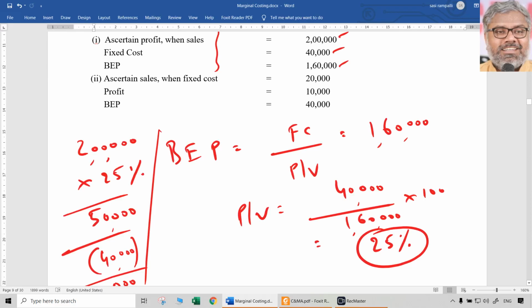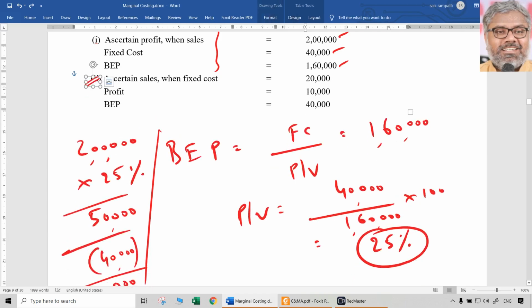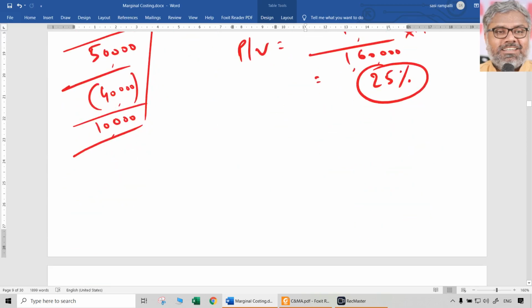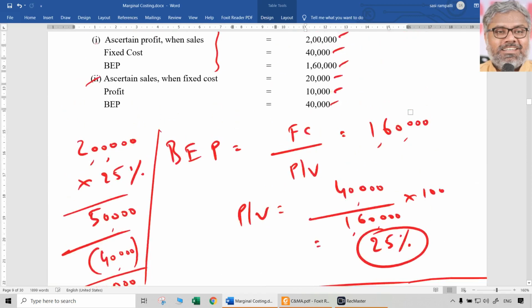Next, second question. The second question is different. What is this second question? Ascertain sales when fixed cost is 20,000, profit is 10,000, and break even point is 40,000. A different data altogether. But we can use the same logic actually. So what is the logic here? We can use the same once again. Break even point is given. How much? That is 40,000, right?